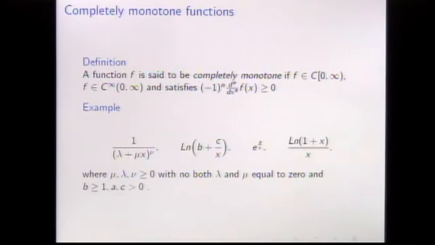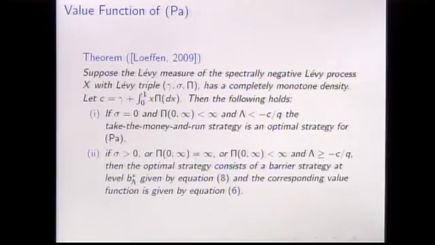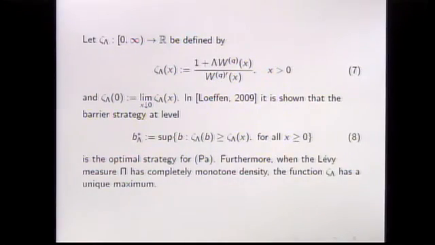So this is the definition of a completely monotone function, and some examples. Loeffen proved what the strategy is for the auxiliary problem. Under some conditions, the optimal strategy is take the money and run, which is just pay everything out in dividends. Otherwise, there is going to be an optimal level given by this formula, where the maximum of this is attained.